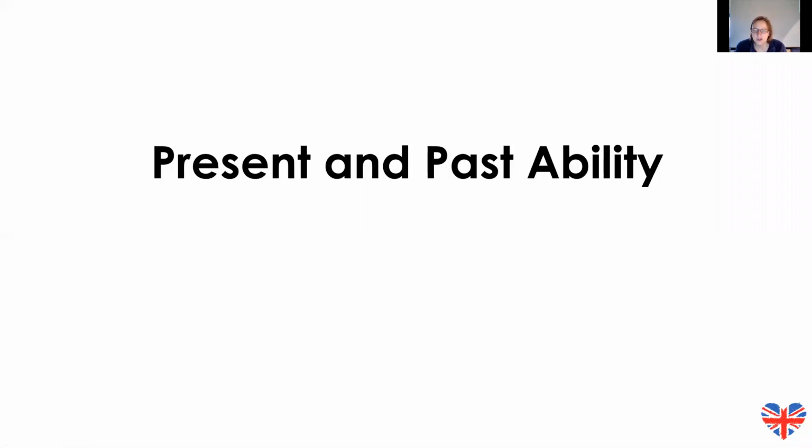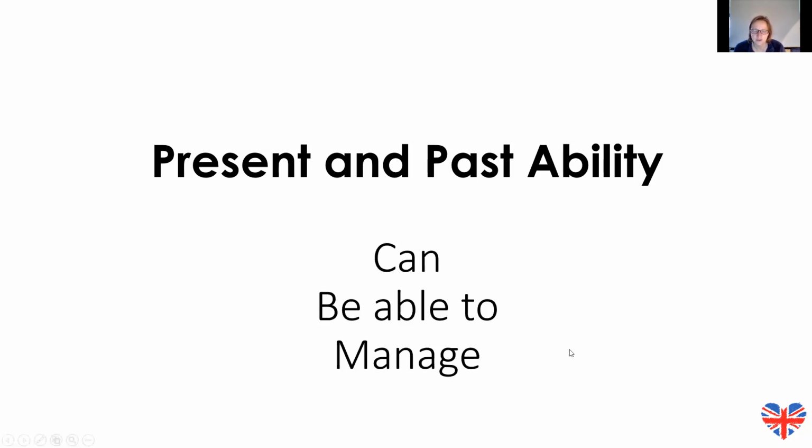In this video, we're going to look at ways of talking about present and past ability. So things that you can do now and things that you could do in the past. We're going to look at three different ways of talking about this. We're going to use the verb can, be able to, and manage. So let's take them in turn and see when we can use them and how we can use them.